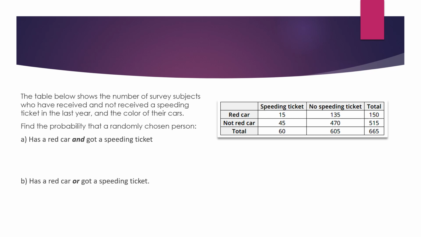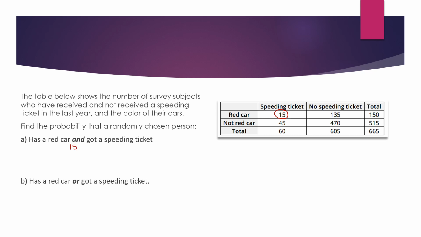So we have a table. We're back to that red car and speeding ticket. Different numbers, remember they're randomly generated. So we want to know first the probability somebody has a red car and got a speeding ticket. Now what's really cool about a two-way table is we can see the answer right here. It's 15 of those people out of the 665.